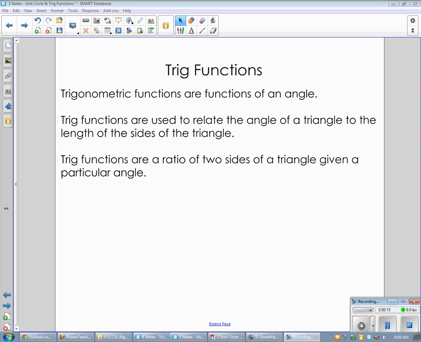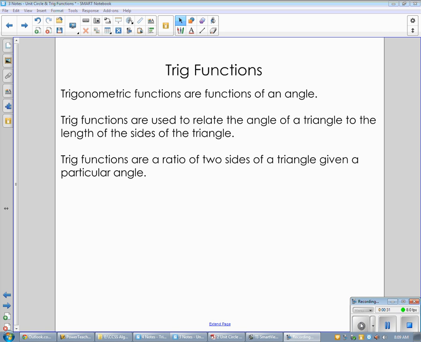You probably learned about some of the trigonometric functions in geometry. You probably heard of sine, cosine, and tangent. Well, there's actually 6 trig functions. There's also secant, cosecant, and cotangent, which we're going to be discussing today. Trig functions are just functions that are related to an angle.